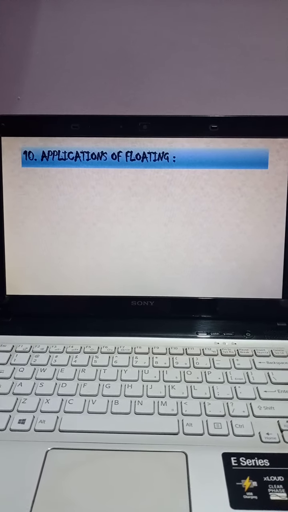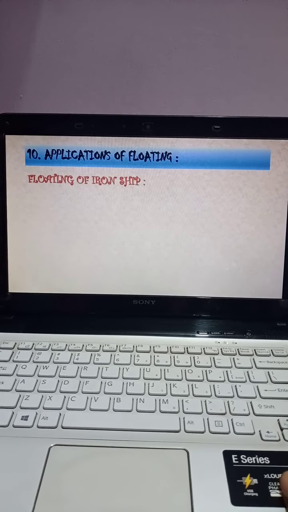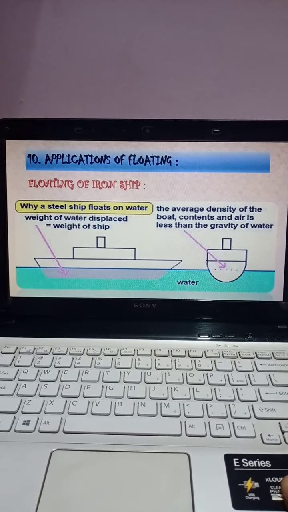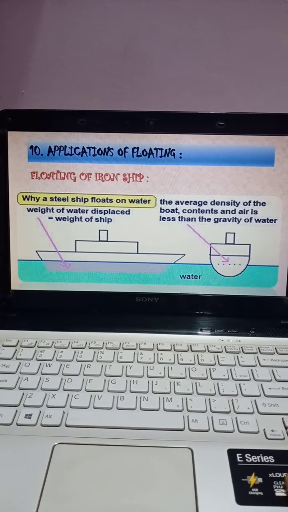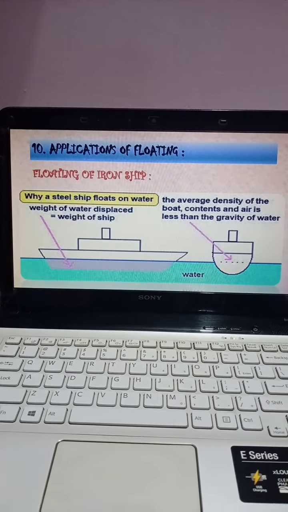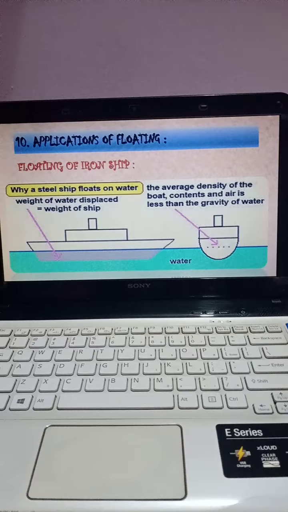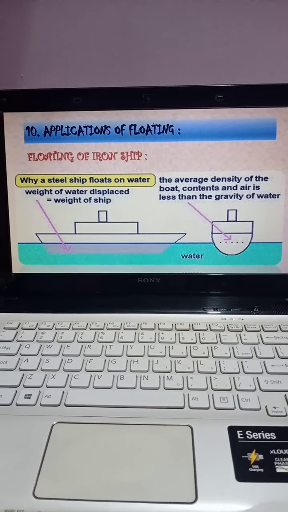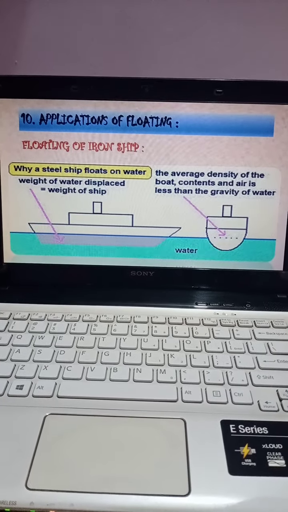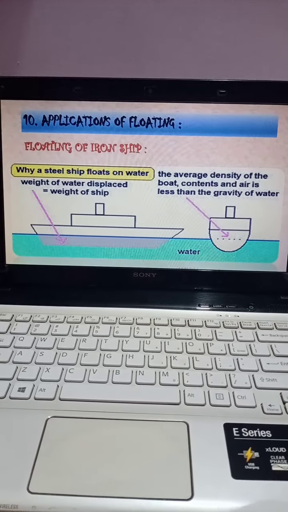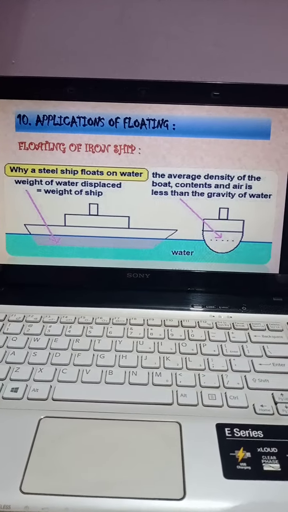Next we are going to see some of the applications of floating. So the first example is floating of an iron ship. So we all know that a ship is made up of steel or iron material, and its density is much higher than the density of water, even though the ship floats on water. So why does a ship float on water? Because overall, when we find out the density of the ship, the density of the ship becomes less than the water, so the upthrust is greater and the ship floats on water.